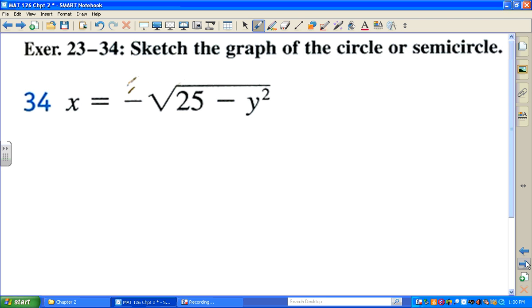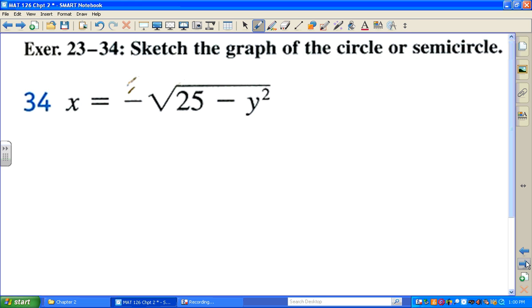What numbers can you put in for y? Can you put anything you want in there? 10 bajillion? 25 minus 10 bajillion squared would be a negative number. And since we're working on the real graphing axis, can't have negatives in the square root. So y has to be what? Positive or?